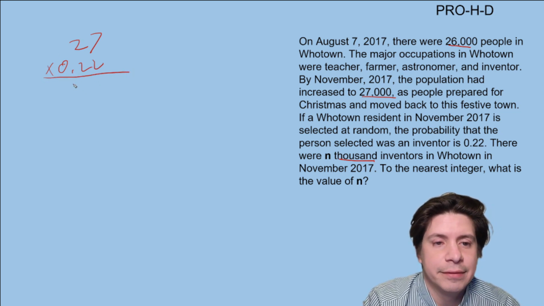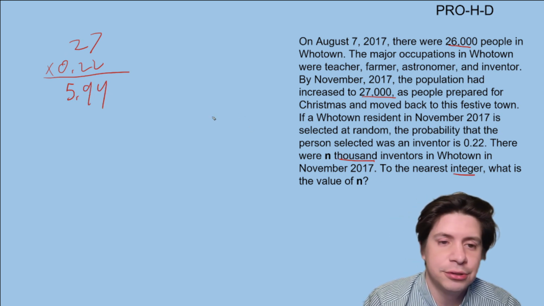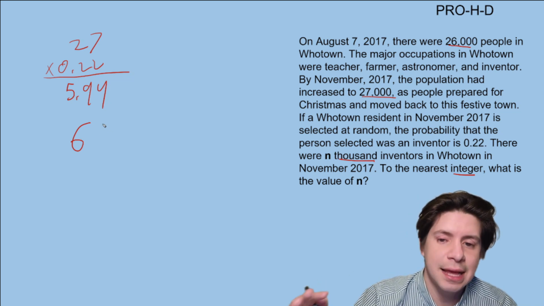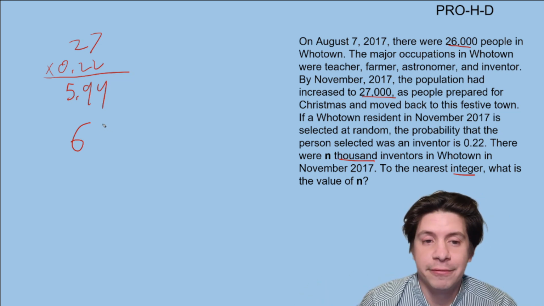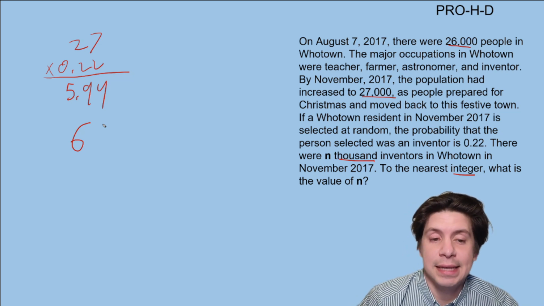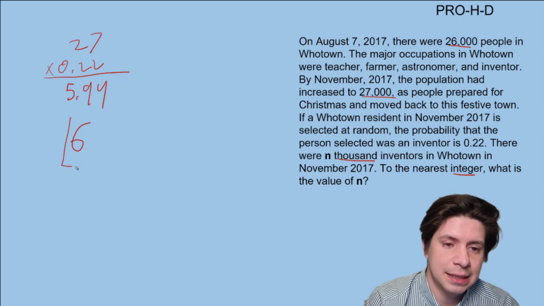And that is going to give us 5.94. And since it's asking for the nearest integer, we're going to round that up and make it 6. So it's approximately 6,000 people who are inventors in Hootown in November 2017. And that means n is 6 because it's 6,000, right? So that is the last one here.